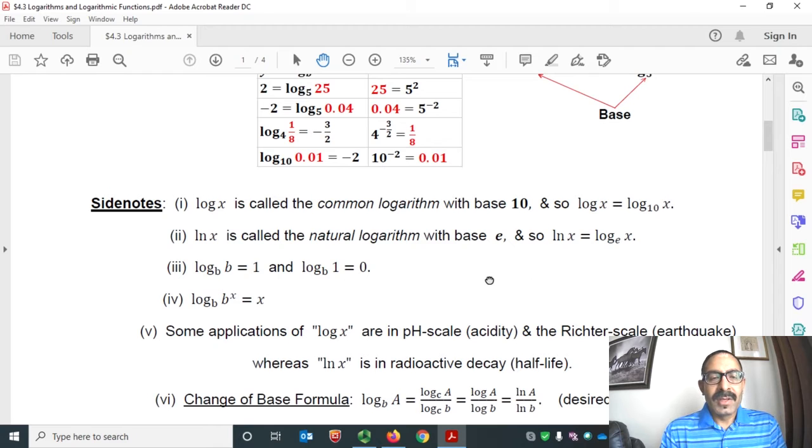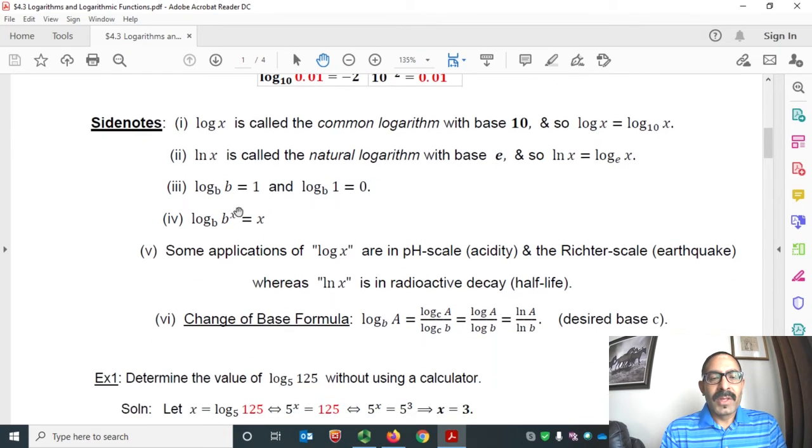Awesome. Side note 3: log of b with the same base b turns out to be 1, log of 1 with any base b turns out to be 0, and log of b raised to the power x with the base b turns out to be x. Some applications of log x are in the pH scale, which measures acidity, and the Richter scale, which measures earthquakes, and ln x is used in radioactive decay or half-life.